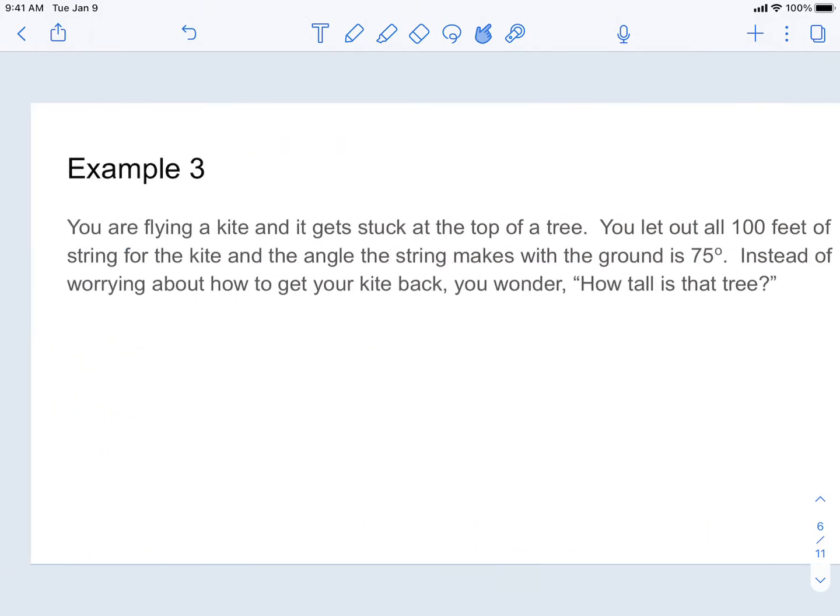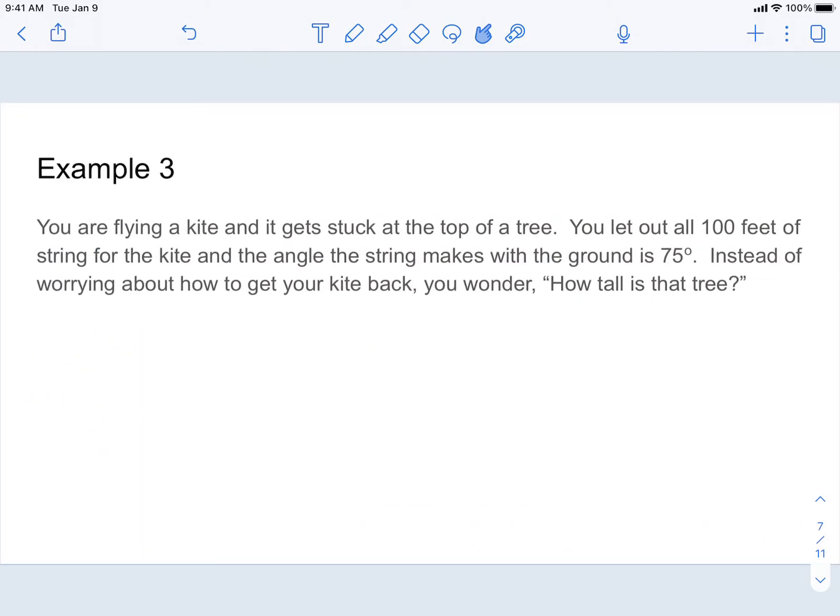All right, moving on. We're flying a kite, gets stuck at the top of a tree. We let out all 100 feet of string for the kite. The angle the string makes with the ground is 75 degrees. And instead of worrying about how we get our kite back, we're wondering how tall is that tree?